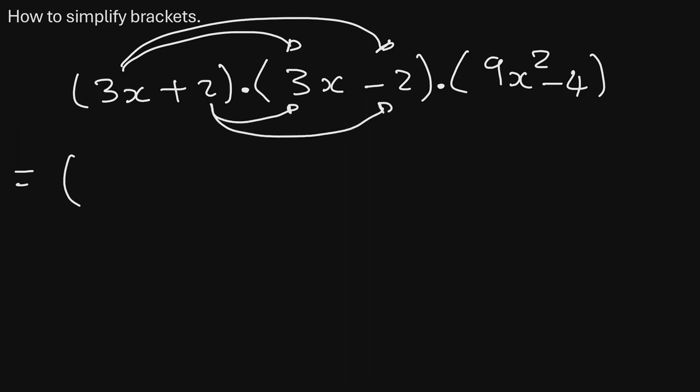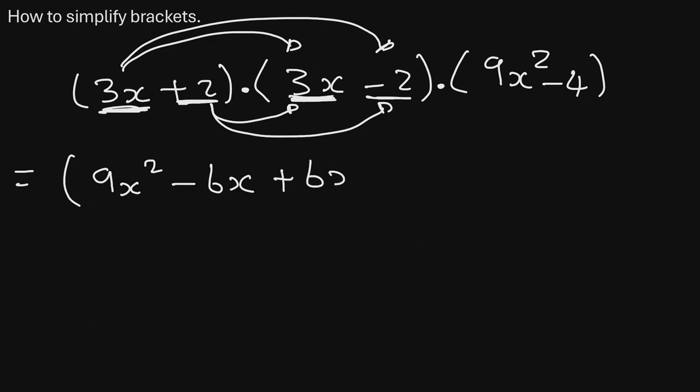We are going to say now 3x multiplied by 3x, that is going to give us 9x squared. And then 3x multiplied by negative 2, and that is going to give us negative 6x. Then 2 multiplied by 3x, and that is going to give us positive 6x. Then 2 multiplied by negative 2, that is going to give us negative 4. So after you multiply this first multiplication, you're going to close the bracket and open another bracket to multiply with another value, which is now 9x squared minus 4.